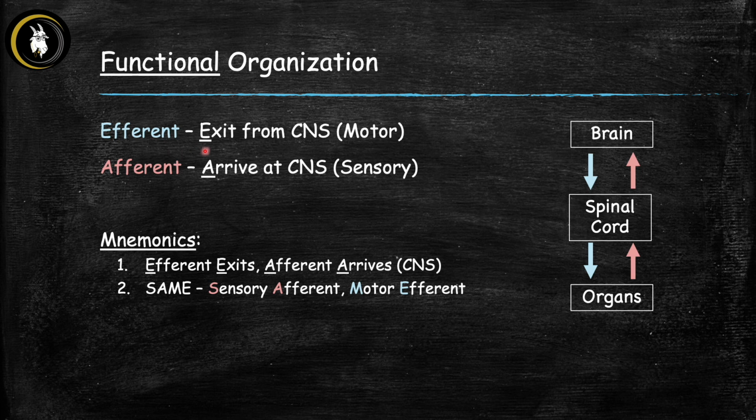So efferents exit from the central nervous system. They're essentially motor neurons, whereas afferents arrive at the central nervous system. So they're essentially sensory neurons bringing in sensory information to the central nervous system. Sometimes students confuse what efferent versus afferent is, so here's a couple of good mnemonics. Efferent exits the central nervous system, whereas afferent arrives at the central nervous system. And then the other mnemonic is the word SAME: sensory is afferent and motor is efferent.